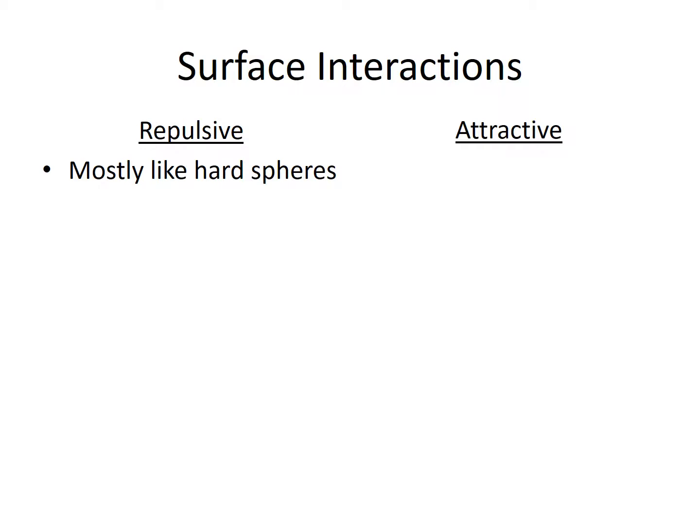Now that we've seen the effects of volume fraction, we need to look at the other factor, surface interactions. If particles interact with one another, they can either be repulsive or attractive. Let's start with the repulsive particles. For the most part, they behave just like hard sphere particles, exhibiting the same linear increase of viscosity with volume fraction and shear thinning behavior, except the viscosity is always slightly higher than that of a hard sphere colloid.